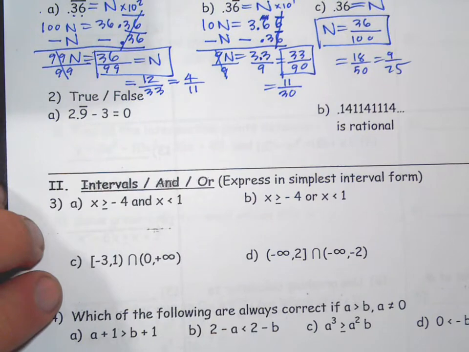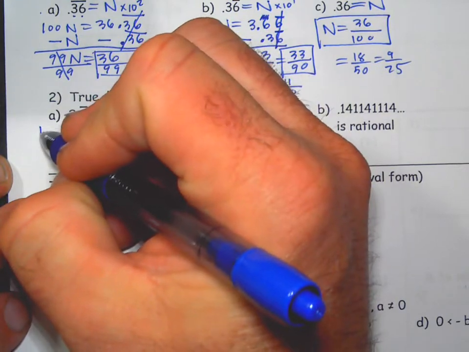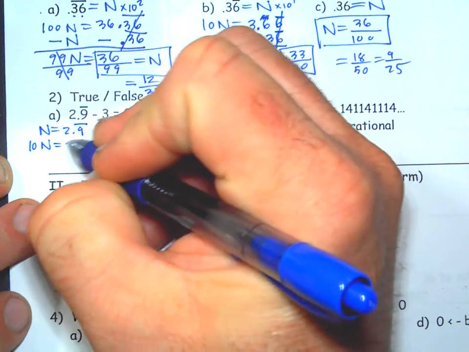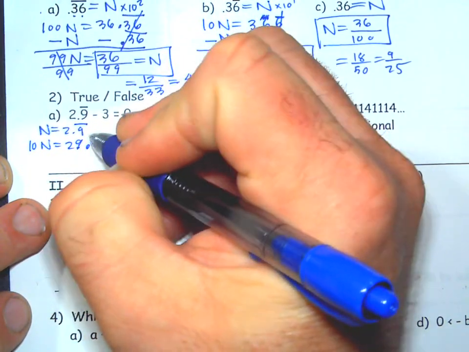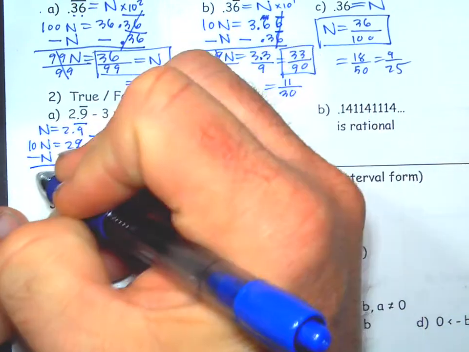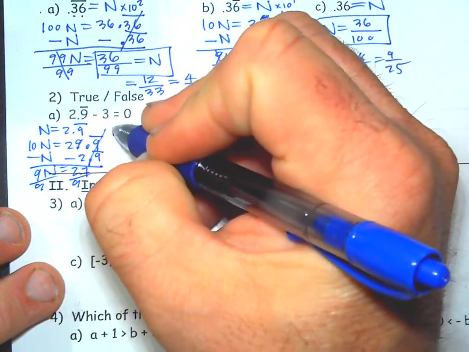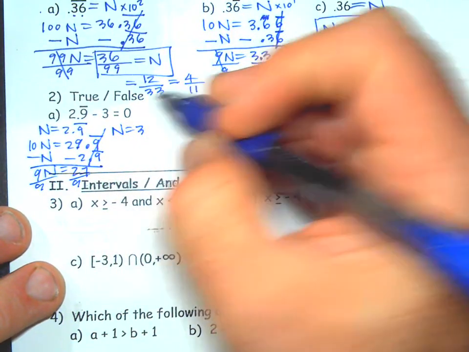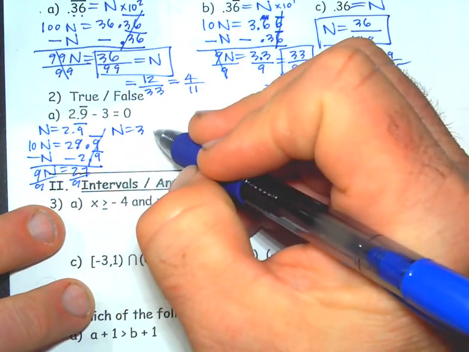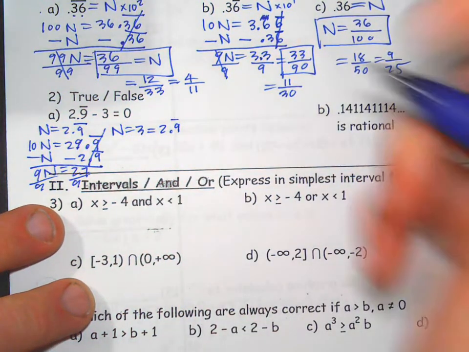This one, you can very clearly support it by doing the same trick that we just did. N equals 2.9 repeating. 10n equals 29.9 repeating. We're going to subtract n. 9n equals 27. Divide both sides by 9. N equals 3. So 2.9 repeating is actually equal to 3, which I feel like doesn't make that much sense at first if you think about it.